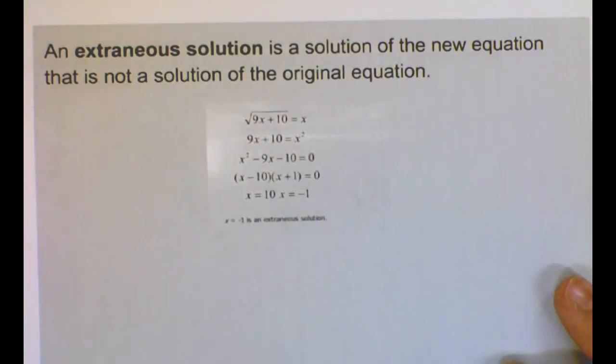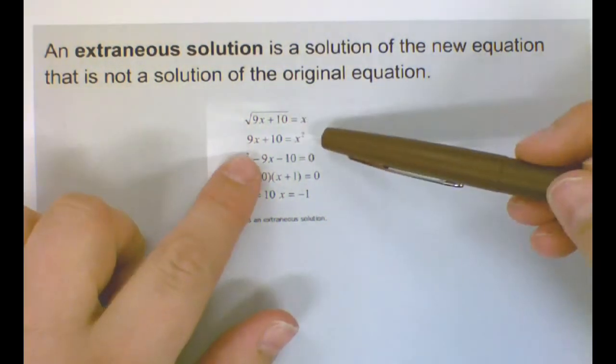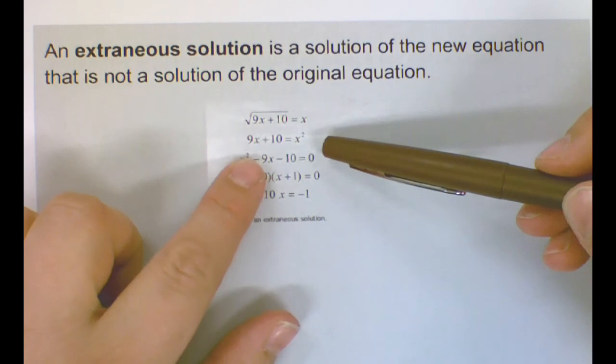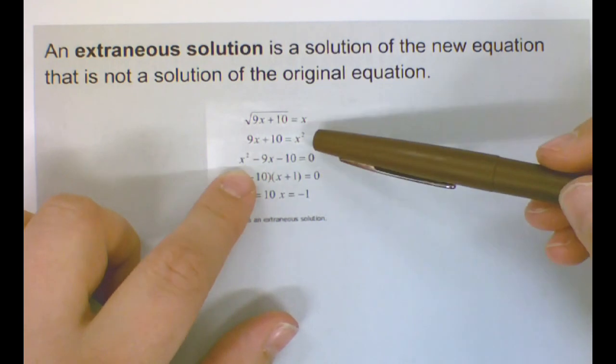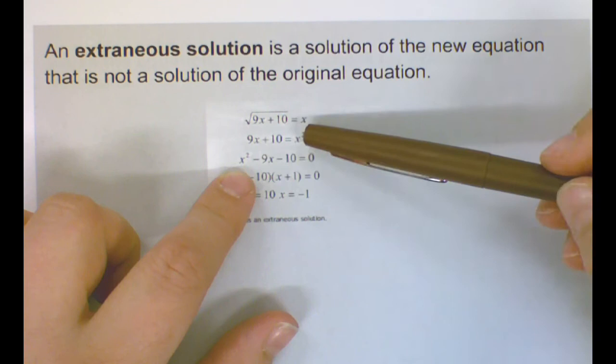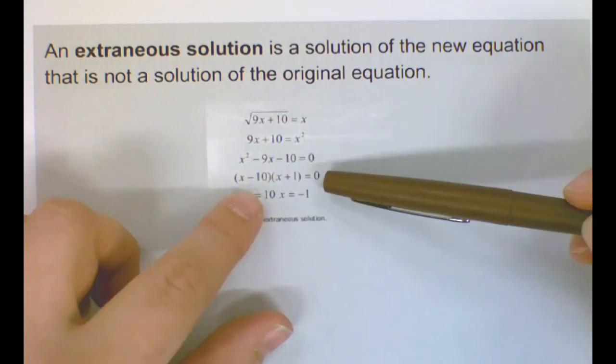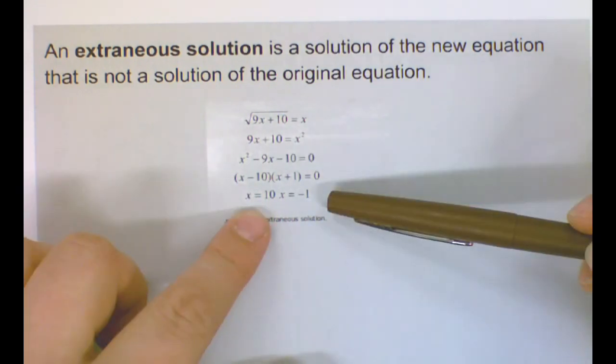Now we're going to talk about solutions. An extraneous solution is a solution of the new equation that's not a solution of the original equation. So in our example here, to undo a square root, we square, right? We get 9x plus 10 equals x squared. Subtract the 9x and the 10 over, so that it's equal to 0. Factor. Our solutions are 10 and -1.